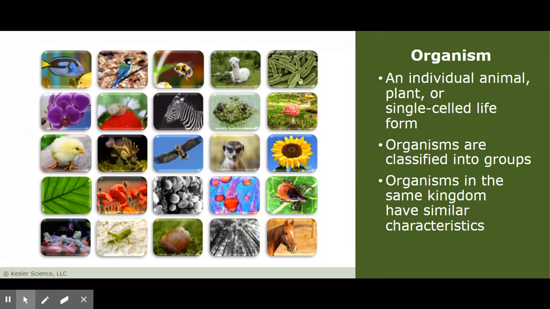An organism is an individual animal, plant, or single-cell life form. Organisms are classified into groups. Organisms in the same kingdom have similar characteristics.